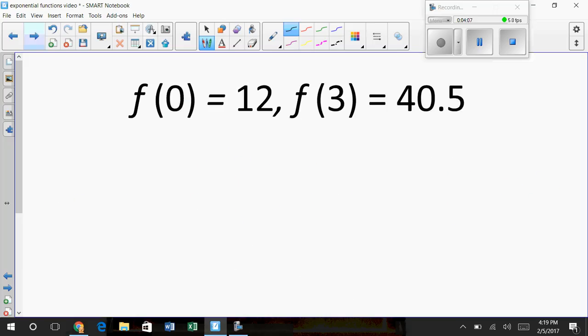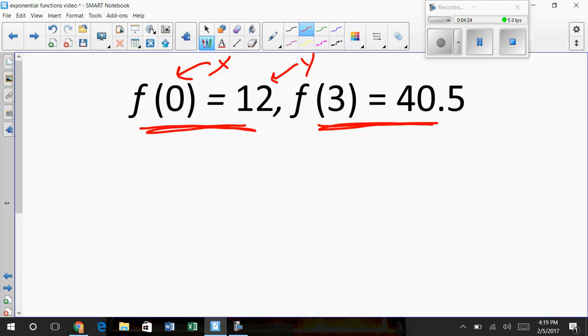Oh, sorry, just kidding. We'll look at function notation first. Okay, so here's just giving you things in a different way. They say f of 0 is 12 and f of 3 is 40.5. So remember that this is really just giving you pairs of x and y that go together. So this means that when x is 0, y is 12, and when x is 3, y is 40.5. So you could just simply look at it that way, or you could put this into a table. It's really up to you. Basically, we've got the points (0, 12) and (3, 40.5).